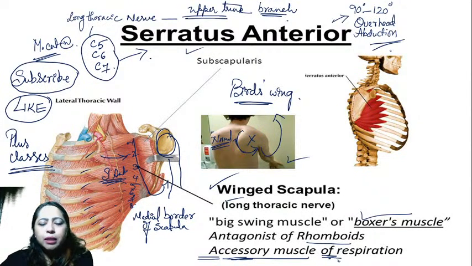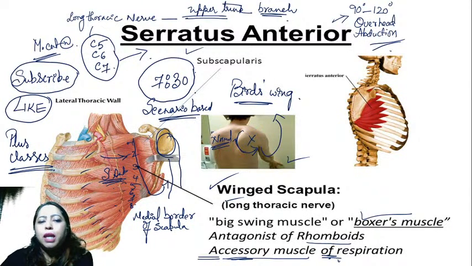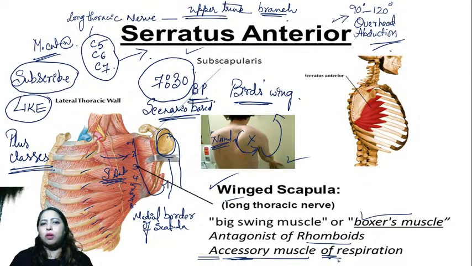So I'm going to end the class at this, and I look forward to meeting you all at 7:30 with some more topics, that is scenario-based questions. Again on the brachial plexus. Let's see, whatever you have understood, whether you can solve that or not, we'll see at 7:30.